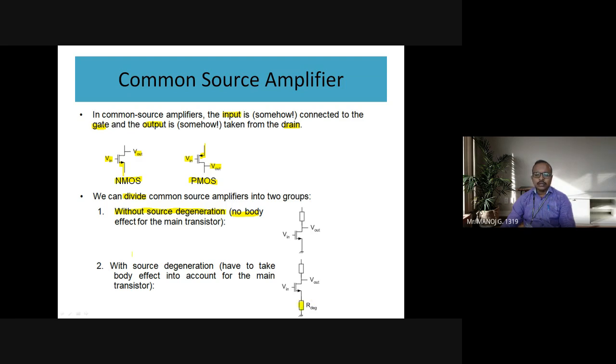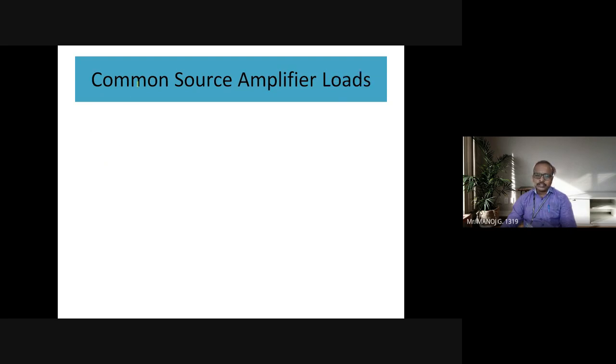So what is that? Please study it yourself and come. It is with respect to body effect, that is with respect to the transistor. So this is the first type, and we are going to study the source amplifier with respect to loads. There are 4 types of loads we are going to study in detail. We'll see that in the next class.